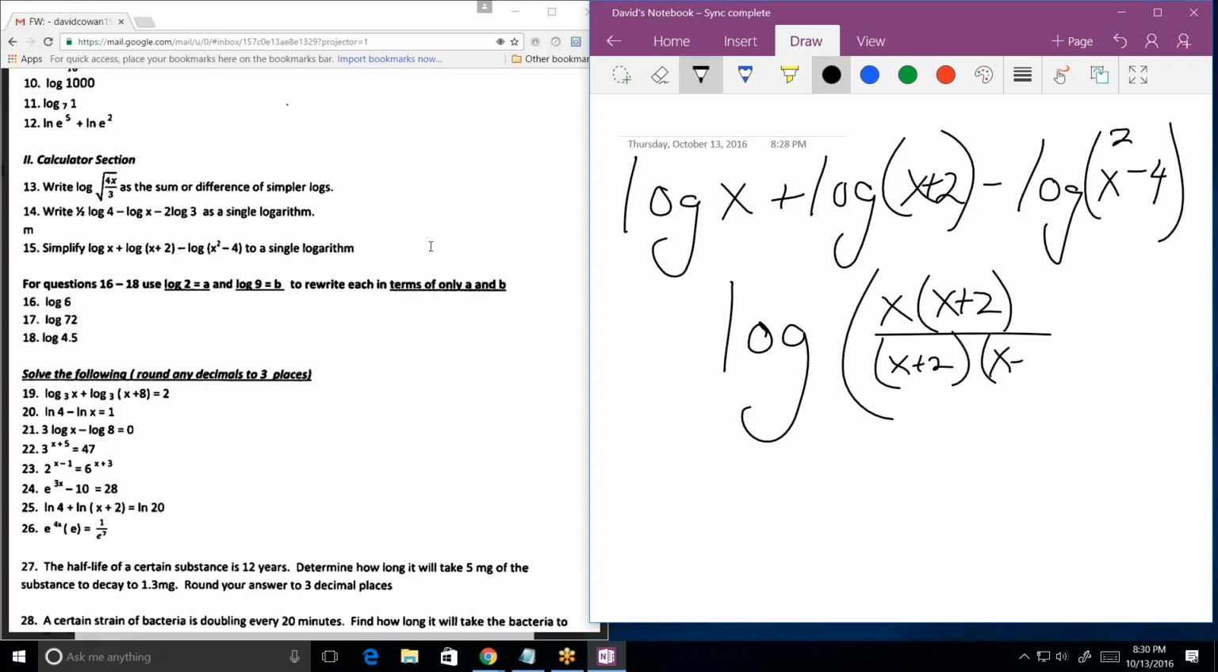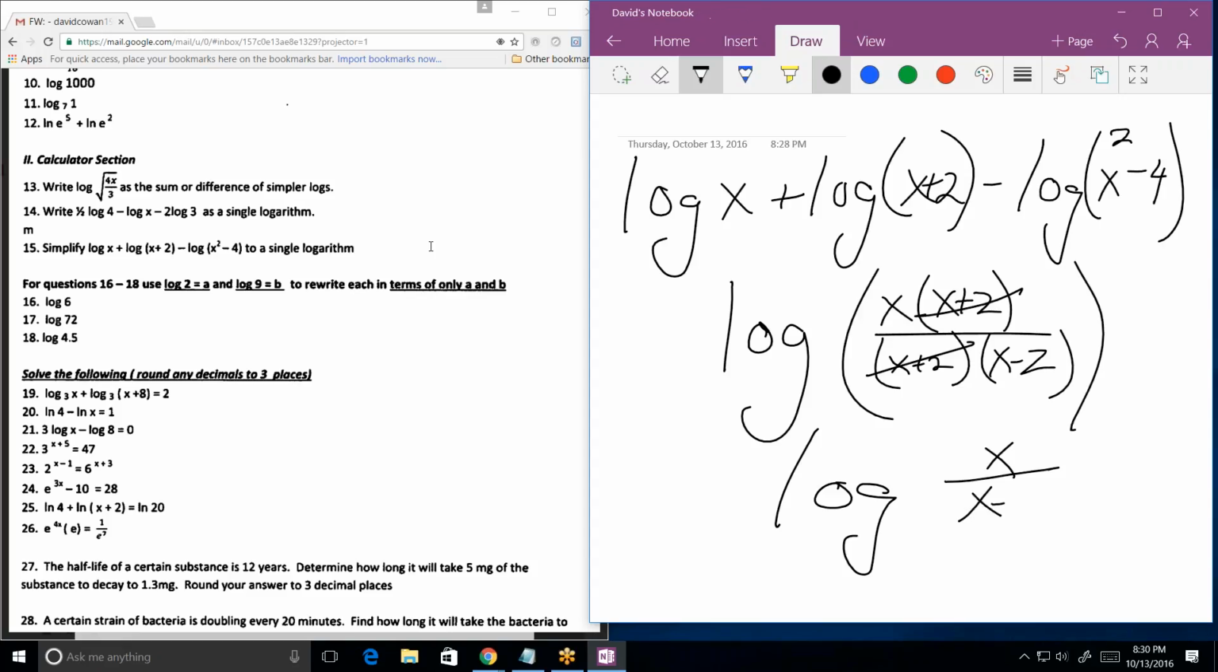Now notice that the x plus 2's cancel. That's why I wanted you to leave it unmultiplied. And almost always you want to leave it unmultiplied. Usually when you're looking at factors, that's a better answer than if you multiply it out. Okay? True. So what I'm left with is the log of x over x minus 2.